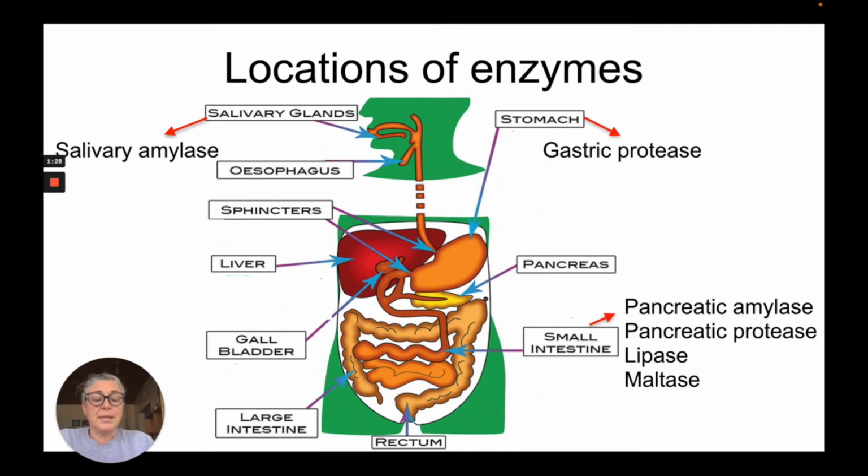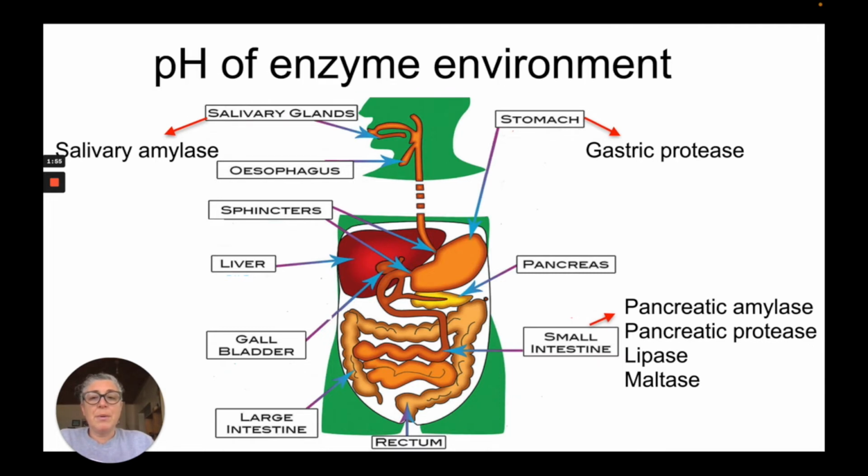So there is a second amylase that is released into the small intestine, a pancreatic protease, so another protease that is released into the small intestine, lipase, and another carbohydrase called maltase, which we'll learn about later. So these are the locations of the enzymes in the digestive system: the salivary glands, the stomach, and the small intestine. Now, let's talk about the pH of the enzyme environment for each of these areas.